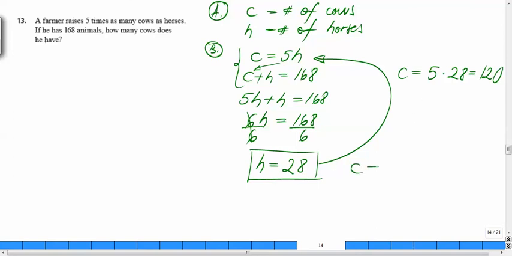And here we are. How many cows? 140. How many horses? 28. You should check. Is it 28 times 5, 140? Yes. Is it 28 plus 140, 168? Yes, it is. We're good.